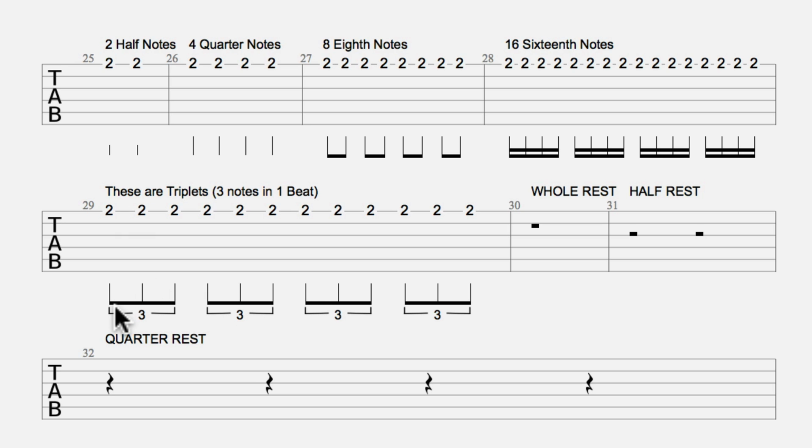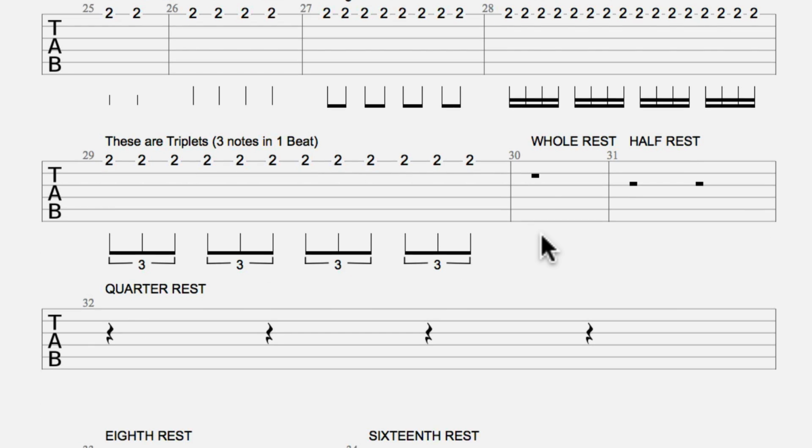And you count triplets as triplet, triplet, triplet, triplet, or 1, 2, 3, 1, 2, 3. So it'd be 1, 2, 3, 2, 2, 3, 3, 2, 3, 4, if you wanted to count in the triplets, but a lot of times I count it triplet, triplet, triplet, triplet.